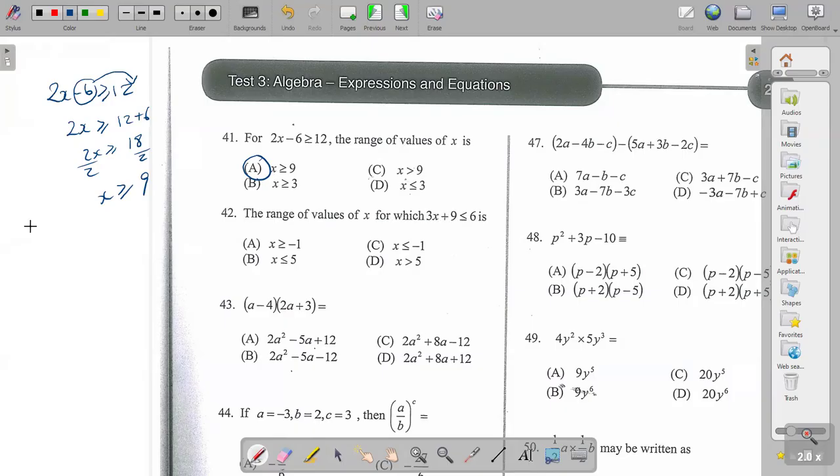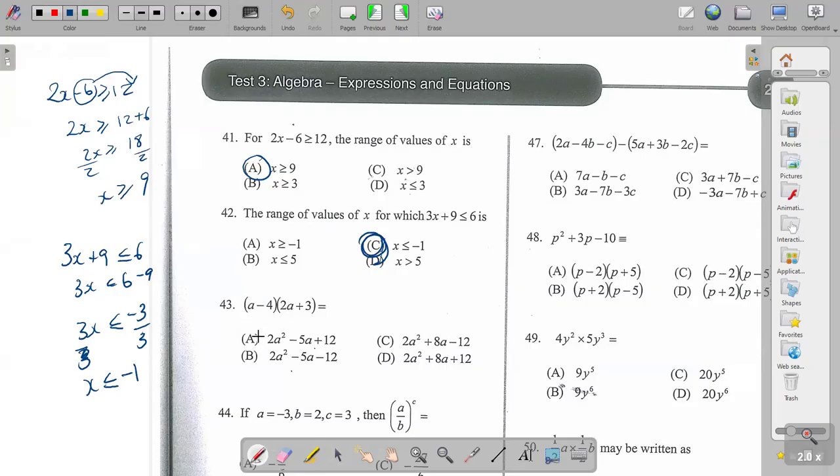The range of the values of x for which this holds, it's the same thing here again. So we have 3x plus 9 is less than or equal to 6. So 3x is less than or equal to 6 minus 9, because you move the plus 9 over, it becomes minus 9. So 3x is less than or equal to negative 3. You divide it by 3 on both sides. So x is less than or equal to negative 1. Answer is C.